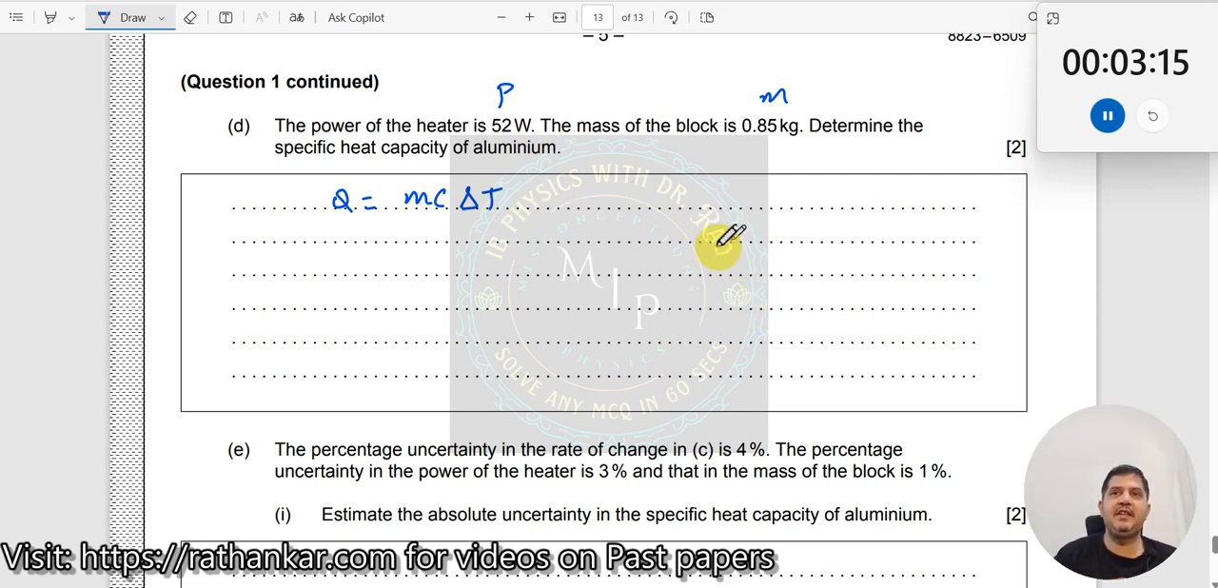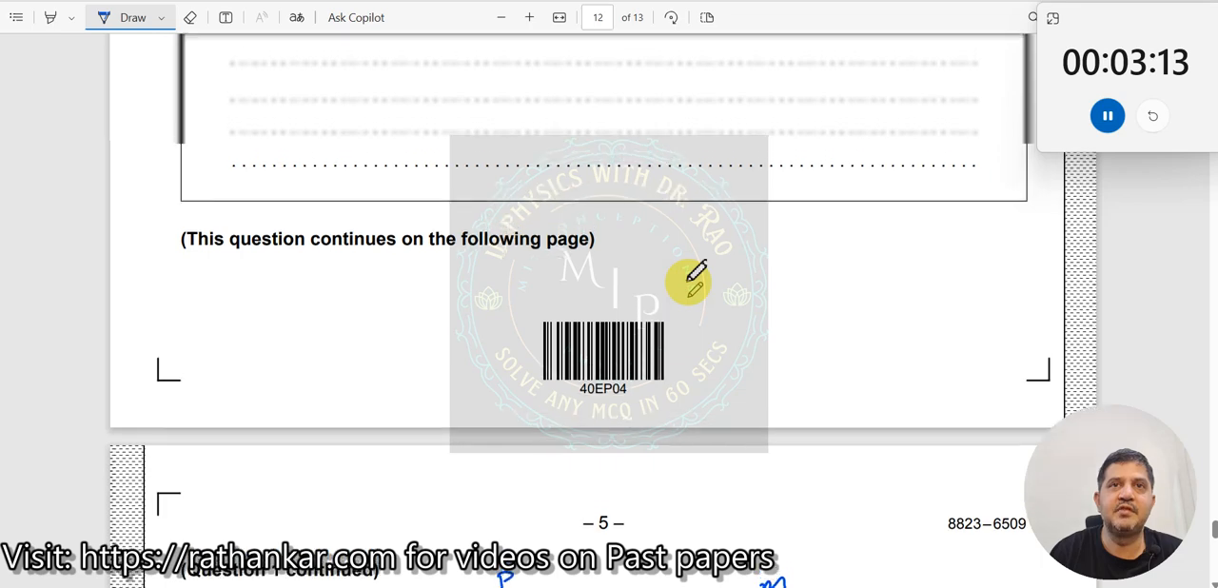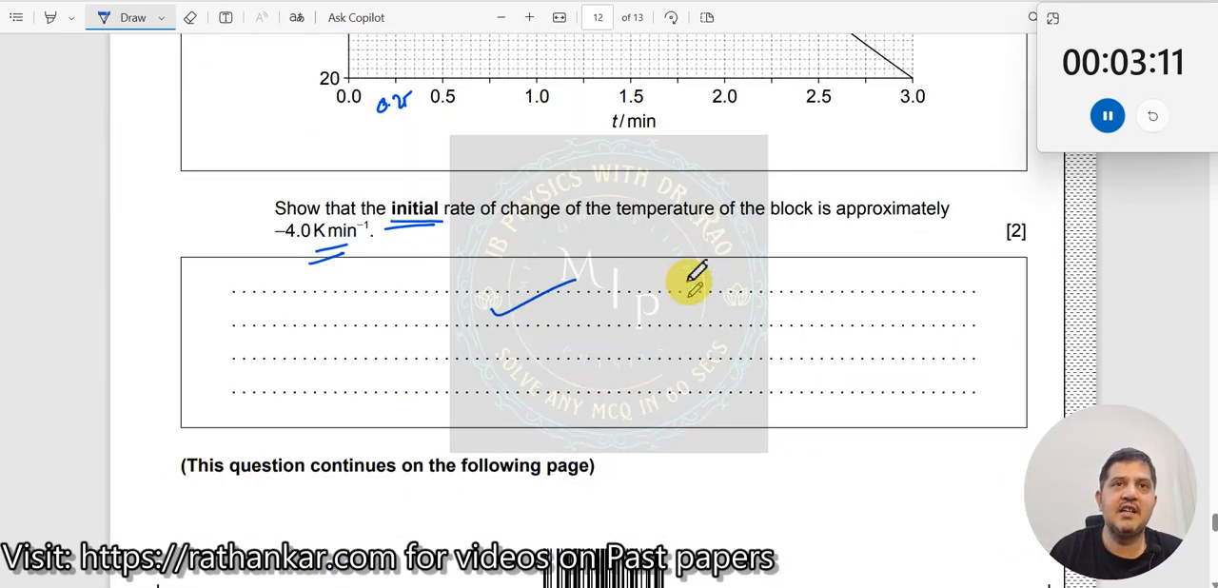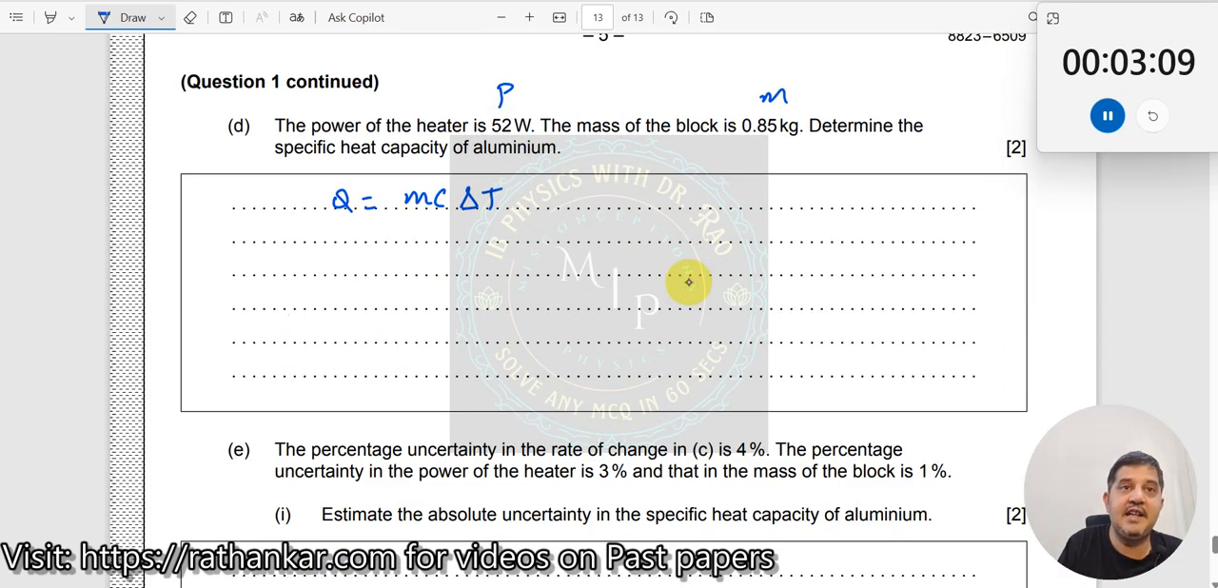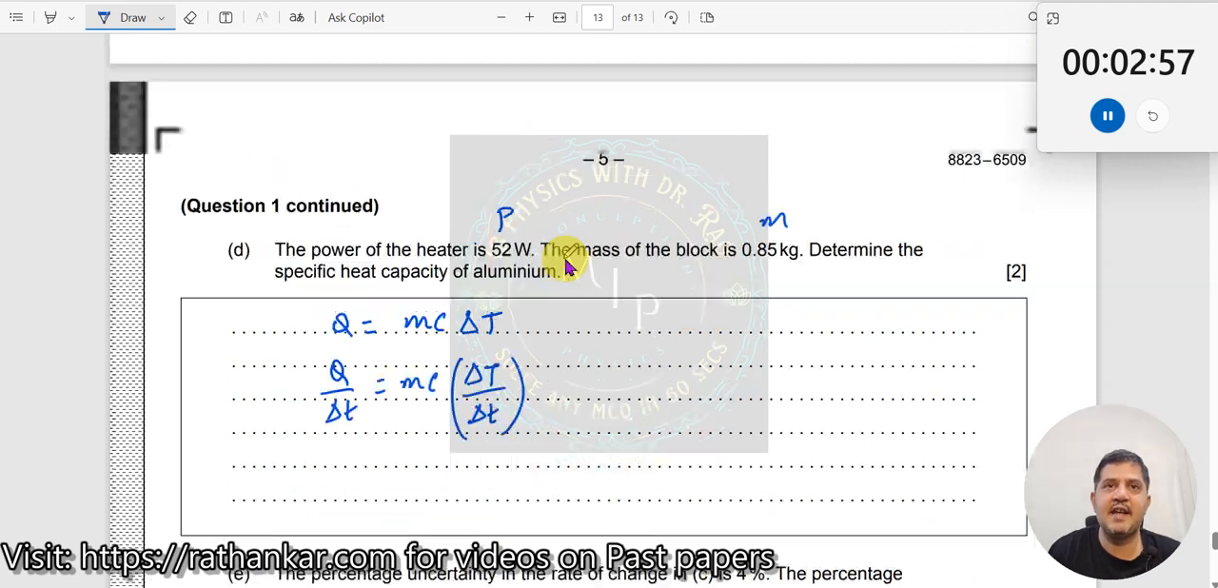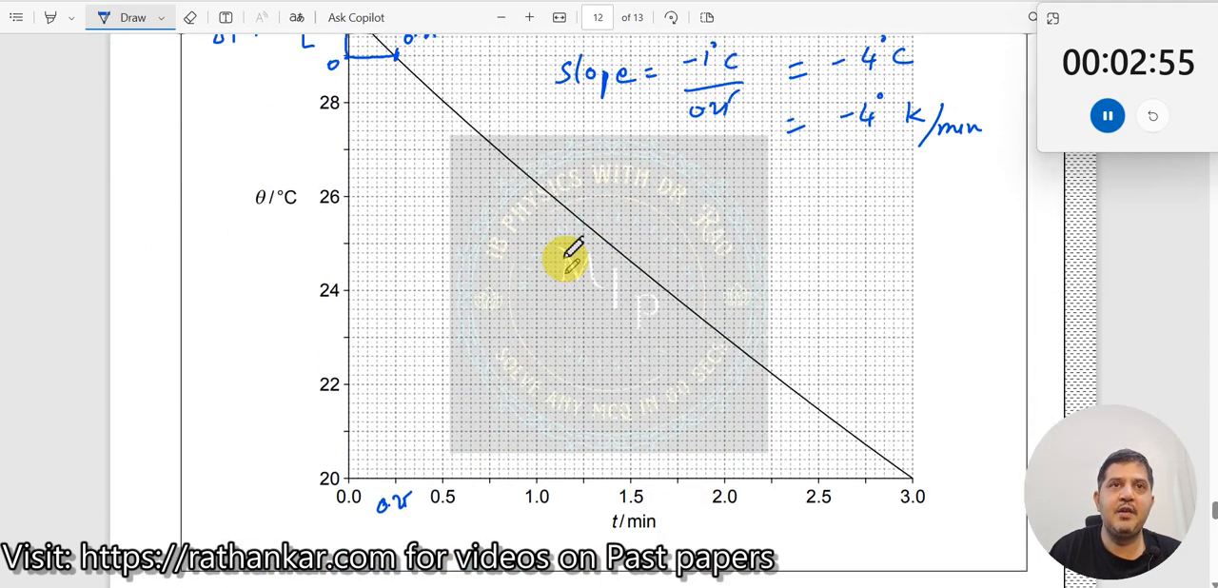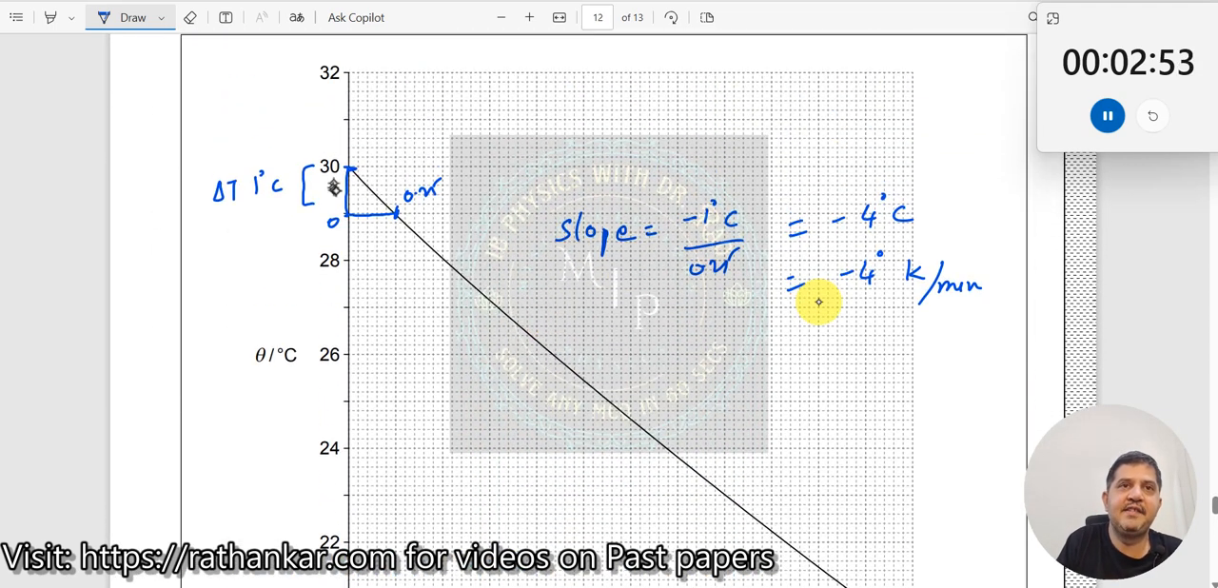So how do I find the value of delta T? Now this is heat energy, right? But what do I need? I need power, which means if I divide this by delta t, I will also get mc delta T by delta t. Now what is delta T by delta t? Can we get it from the graph? We can get it from the graph, because this is your delta T and this is your small delta t.